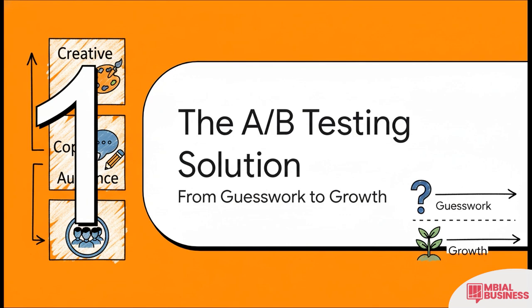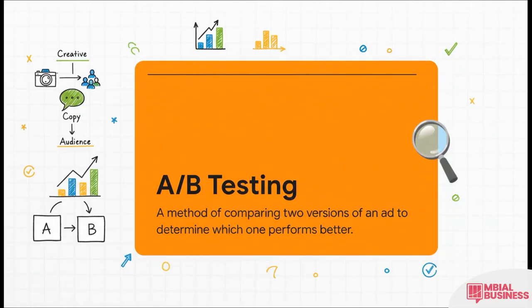So what's the fix? The answer is a really disciplined approach called A/B testing. And look, this isn't just about changing a button color. This is the proven method for turning that unpredictable guesswork into a reliable engine for growth. At its heart, A/B testing is super simple. You just create two versions of your ad, we'll call them A and B. You change only one single thing, like the headline or the picture, and then you let your audience's behavior tell you which one is the winner.